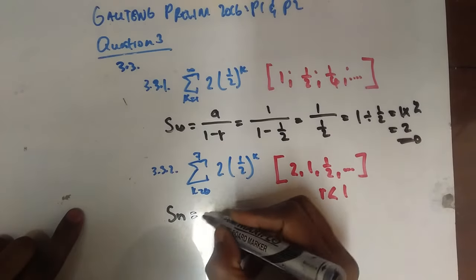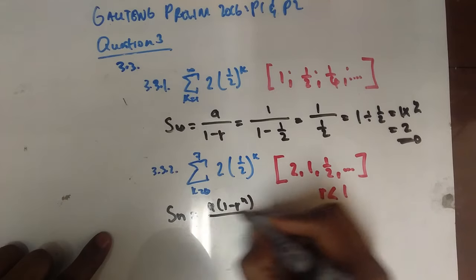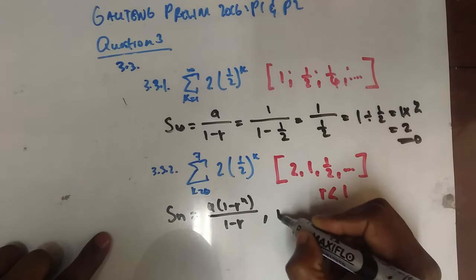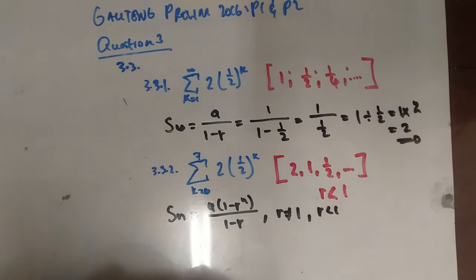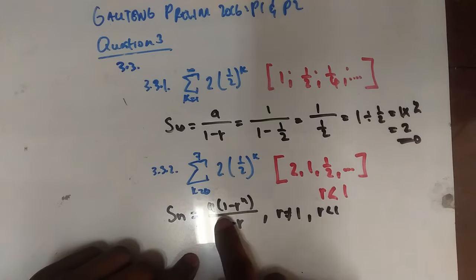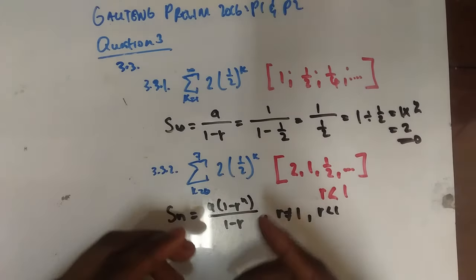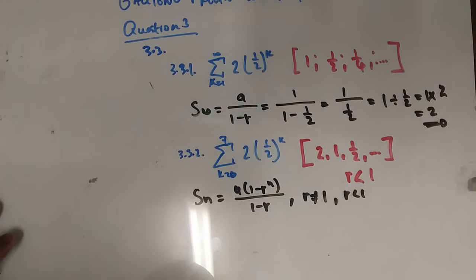Sn is equal to a times 1 minus r to the n all over 1 minus r, where r cannot be equal to 1 and r is less than 1. Okay, so there is another one where it says a times r to the n minus 1 all over r minus 1. That one we use only when r is greater than 1. Okay, so let us substitute here, guys.